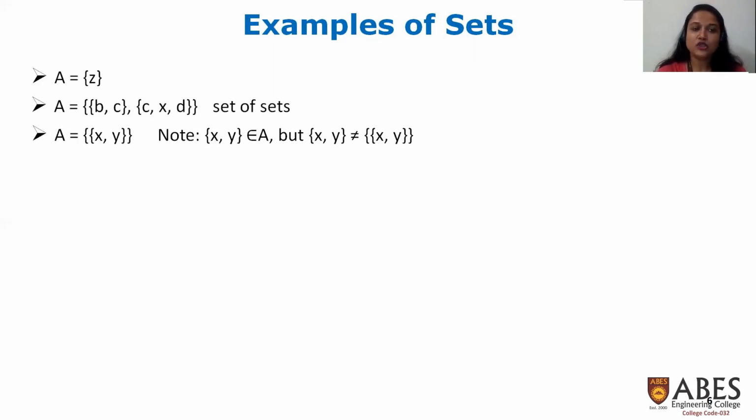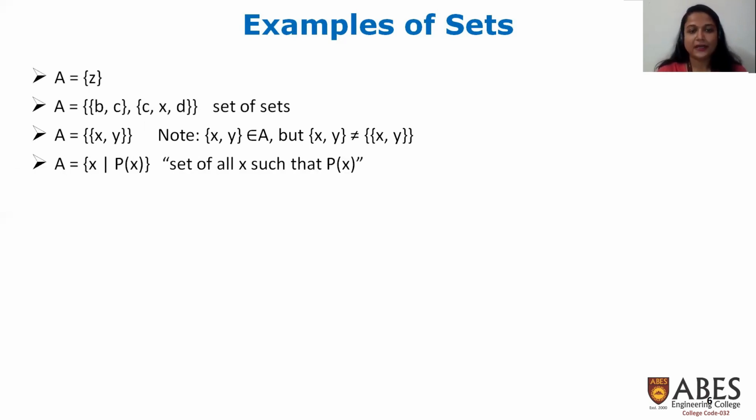If I have two elements x and y which are put in curly brackets and further placed in curly brackets, it means x and y together will be one element. Here, we will not say that x belongs to A or y belongs to A. Rather, we will say {x, y} together belongs to A. Here, {x, y} with single brackets and {{x, y}} with double brackets will not be equal.